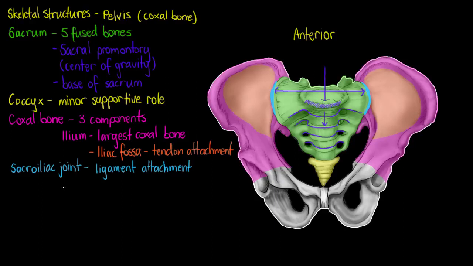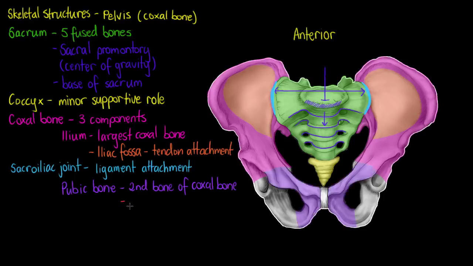The second bone that makes up our coxal bone is our pubic bone, or pubis. So second bone of our coxal bone, and it's going to have a unique feature as well. I'll just highlight the pubic bone here in the purple.